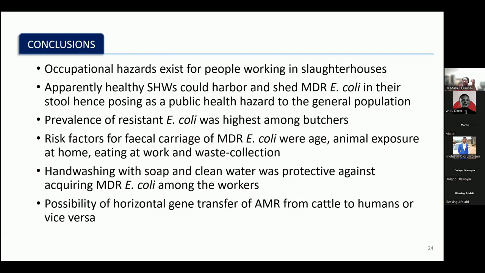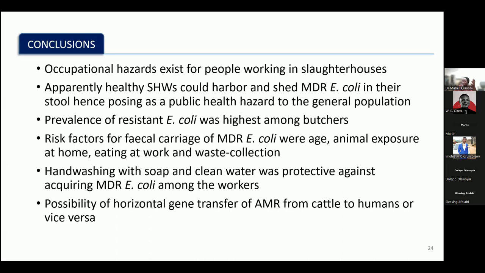And people that are quite apparently healthy could harbor and shed multi-drug resistant E. coli in their stool. So this is a public health issue. When people present in the hospital, you want to find out where they work, whether they've been in close contact with animals, to help you in making a good diagnosis.